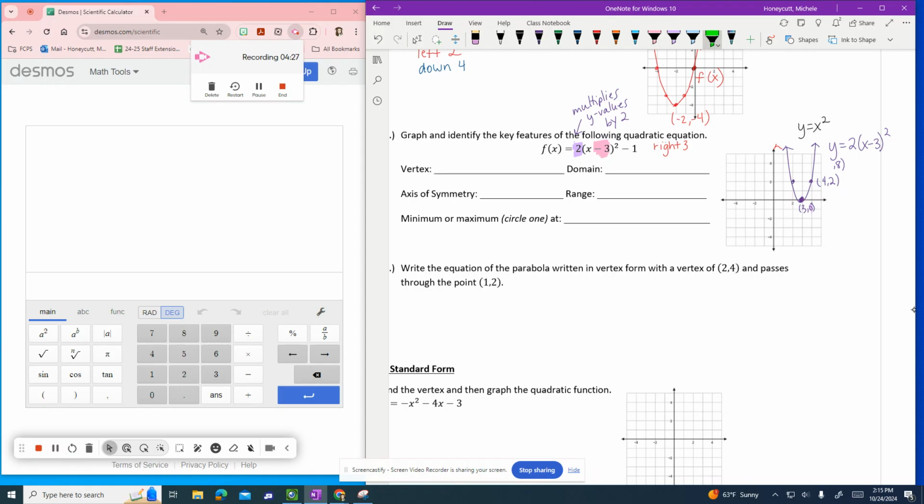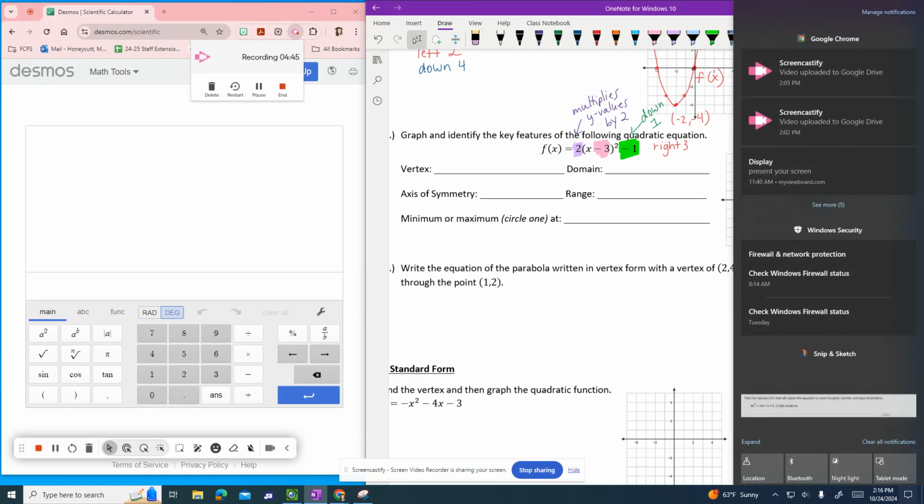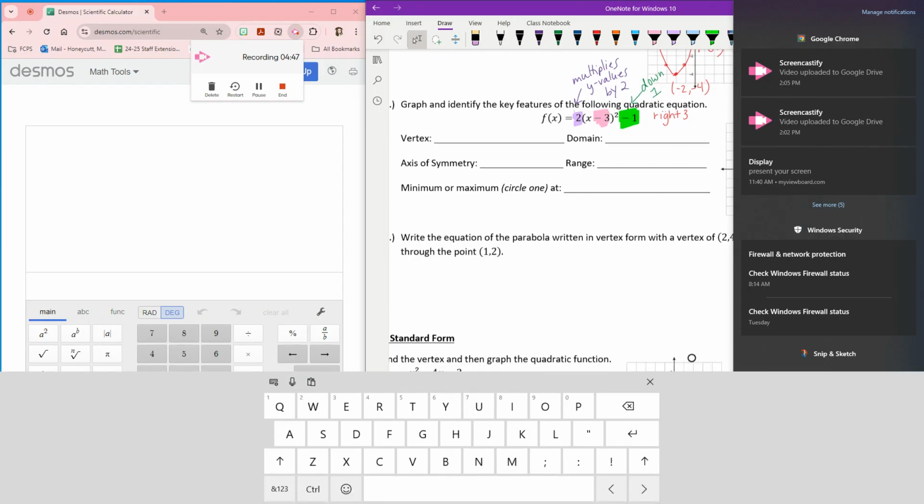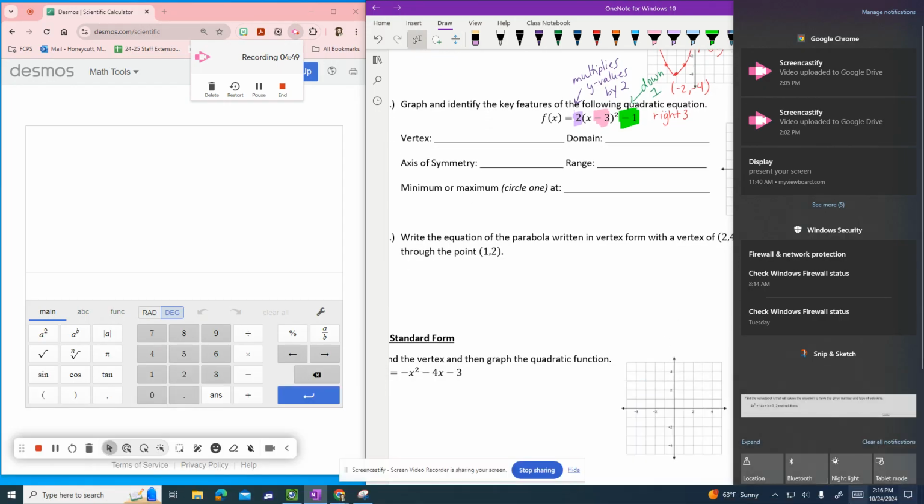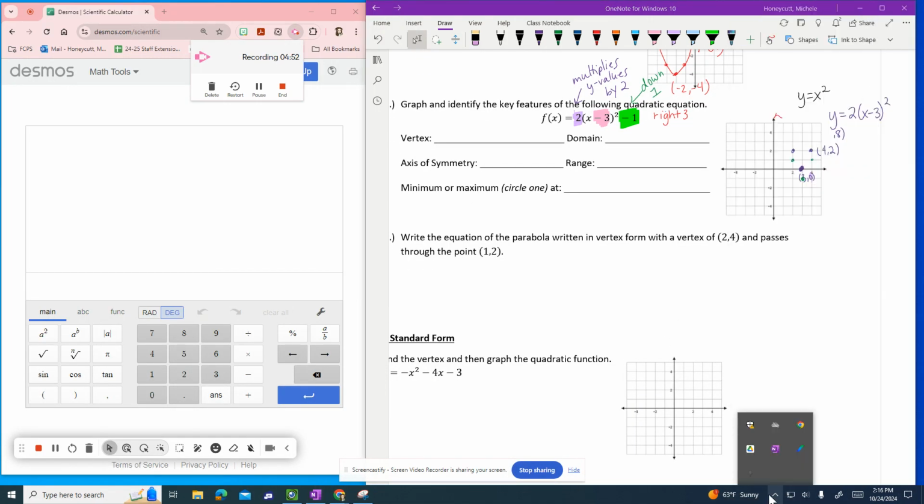So now it's time to take care of the minus 1. So subtracting would be the last thing I would do in order of operations. So that means all of our points are going to shift down 1 unit. So move the vertex down, move this point down, move that point down. I'll erase my previous graph.